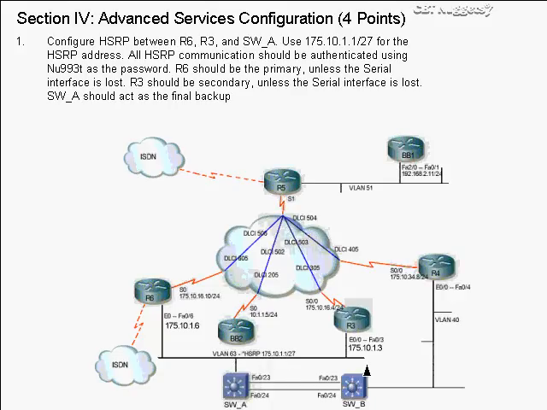So all the clients on this network will be able to get there and reach that gateway, 175.10.1.1, in the case that any one of those routers is down. They're all acting now as backups for each other. So at that point, we've just gained 4 more points. HSRP is now configured between those 3 routers, or 2 routers and a switch with router capabilities, and we should be good to go.